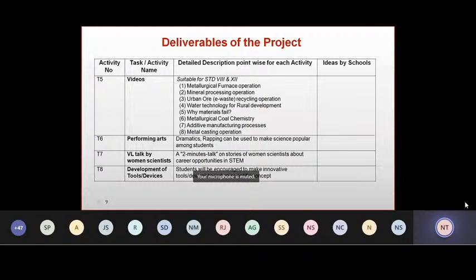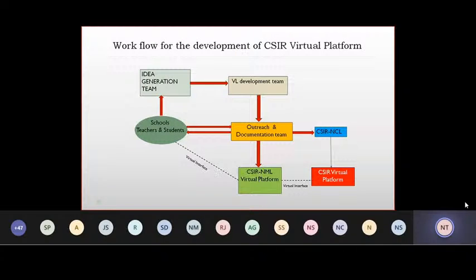So what would be the workflow for development of the CSIR virtual platform? There will be an idea generation team, where schools, teachers, and students will be connected. They will feed ideas to the idea generation team, and the idea generation team will give these ideas to the VL development team, the virtual laboratory development team. There will be a lot of conversion from idea to videos, idea to animation, idea to simulation, idea to comics, idea to drama or rap music, many things. So there will be conversion. The VL development team will be involved in doing so.